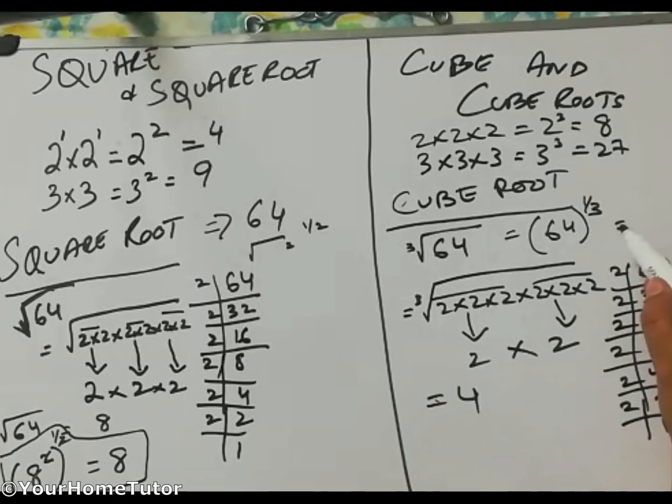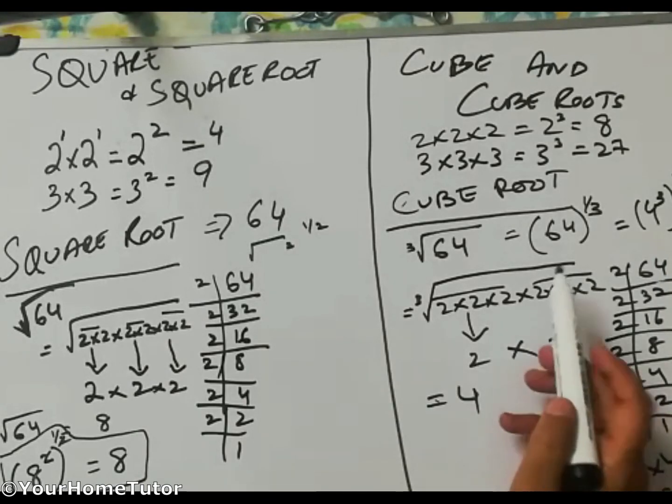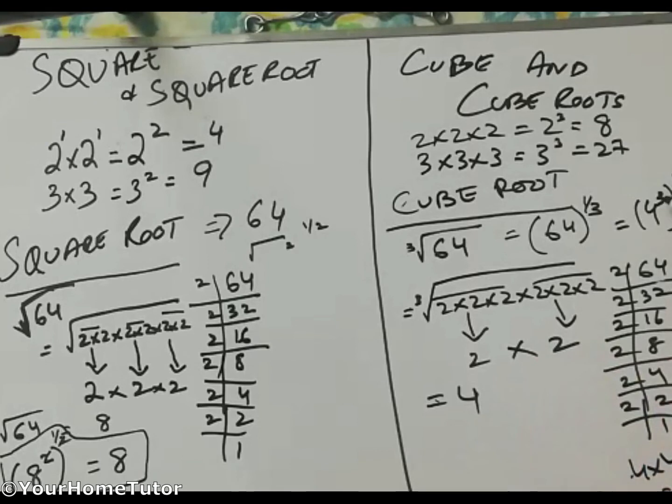And again, if we are very expert in tables, it's very simple. Instead of 64, you can write 4 cube to the power 1 upon 3, because when we multiply 4 three times, 4 4s are 16, 16 4s are 64. So instead of 64, we can write 4 cube. This 3 and this 3 cancel. The answer will be 4. So this is another way of finding the cube root.